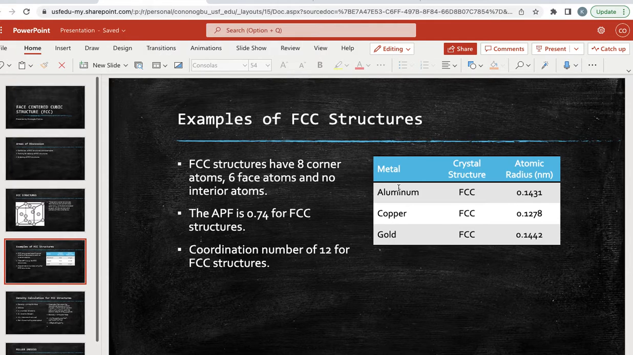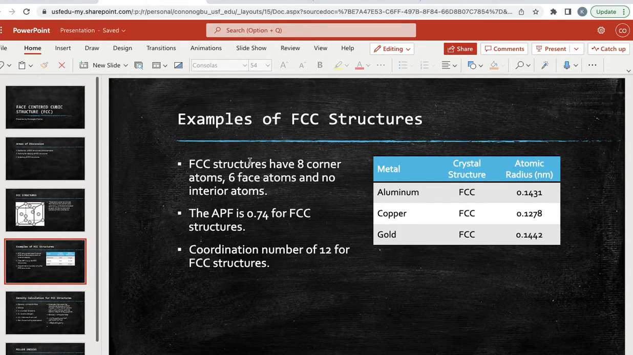Okay, let me give you some examples of FCC structures. We have aluminium, copper, and gold. And this number here is our atomic radius. This is going to be very useful when you're trying to calculate maybe your density and some other important data. You can see the atomic radius number for your aluminium, the number for your copper, and the number for your gold. These are all FCC structures.